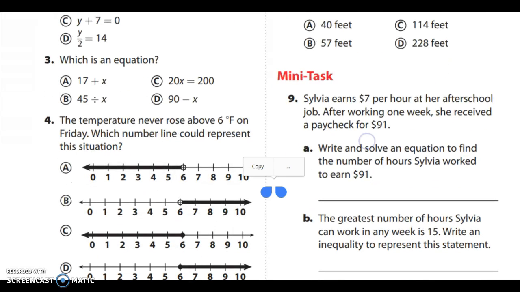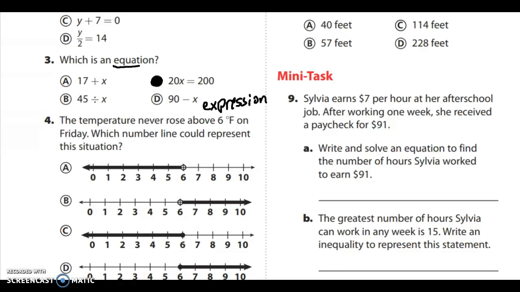We're on number 3. Number 3 says, which is an equation? 17 plus x, 45 divided by x, 20x equals 200, and 90 minus x. So let's say you didn't know what an equation was, and you just used process of elimination. Which one's different than the rest? C is, because it has an equal sign, and that's what an equation is. The word equation comes from the word equal. A, B, and D are all expressions, but since C has an equal sign, it is an equation. The correct answer to number 3 is C.